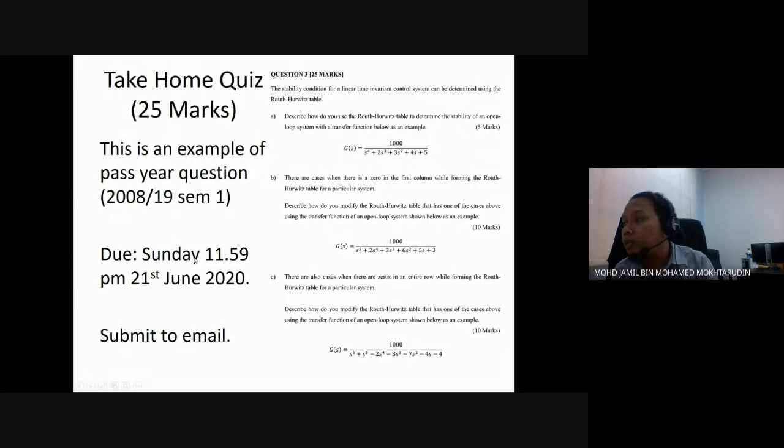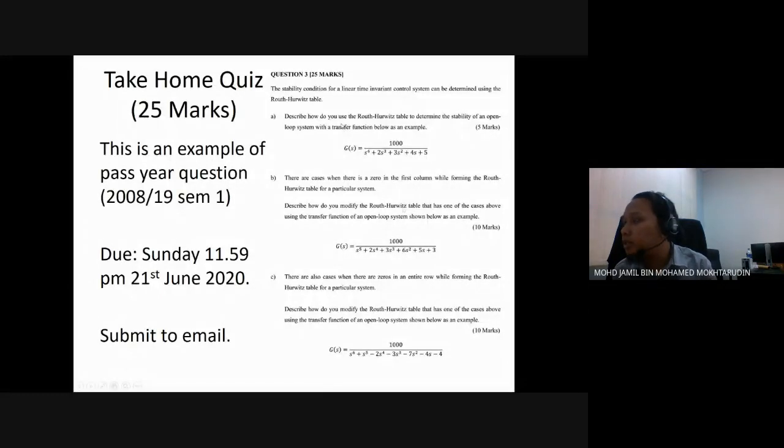So this is an example of past year question, semester 1, 2018, 2019. Okay. So the same due date for quiz and also take-home quiz. So basically in this take-home quiz, you are given 3 cases for Routh Hurwitz criteria, but the question asks you to describe how to use Routh Hurwitz table to determine the stability. So based on this past year, most of the students, they don't know how to describe the method.